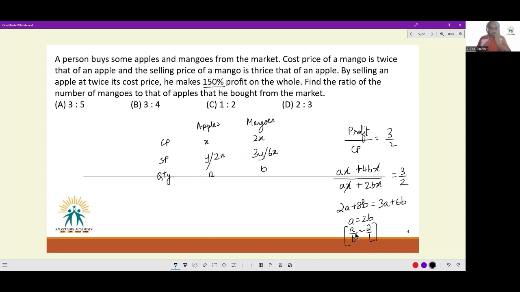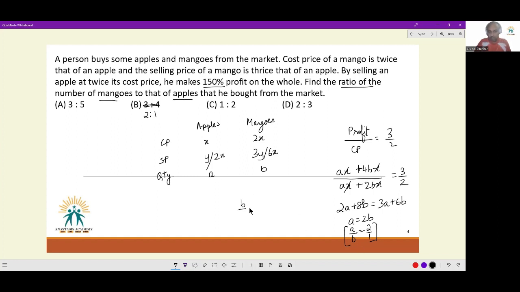Now pay attention. I'm very happy that the question does not have an option of 2:1, because if there had been 2:1, let's say this option was 2:1, a lot of people would end up marking 2:1. But this is how they have tried to trick us. See, find the ratio of the number of mangoes to that of apples.